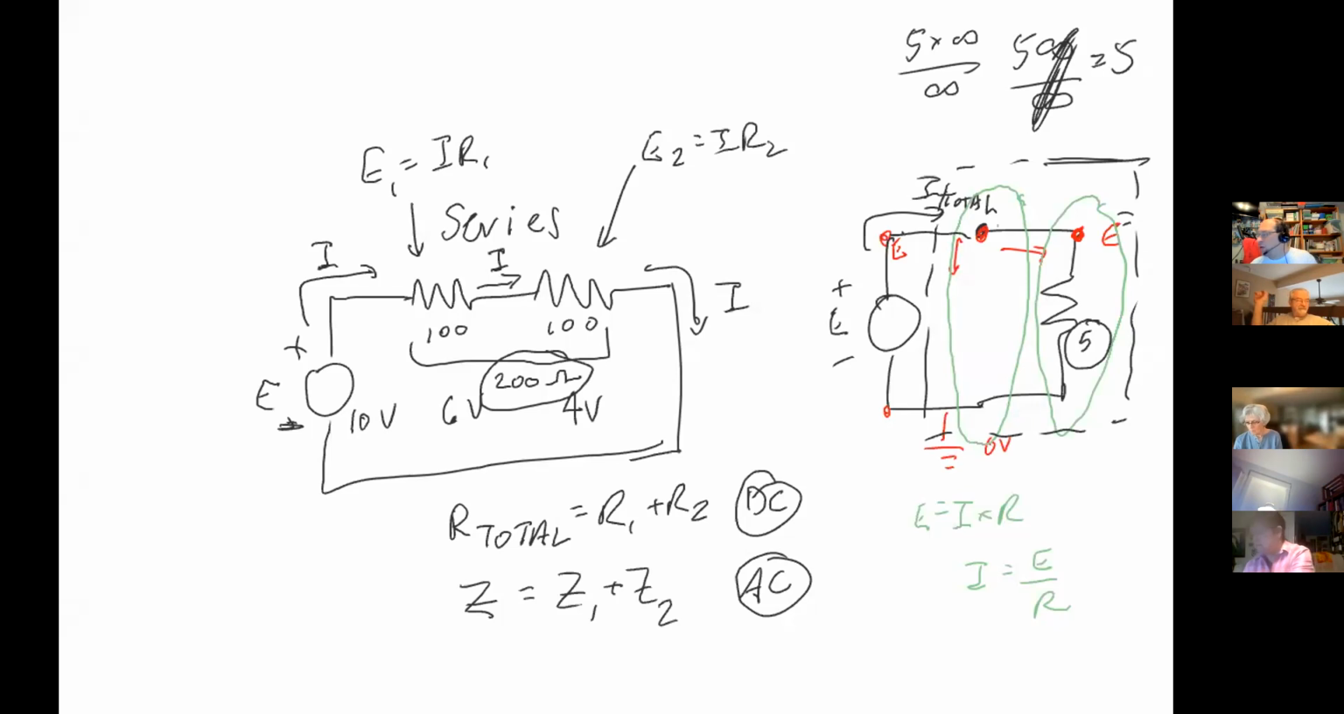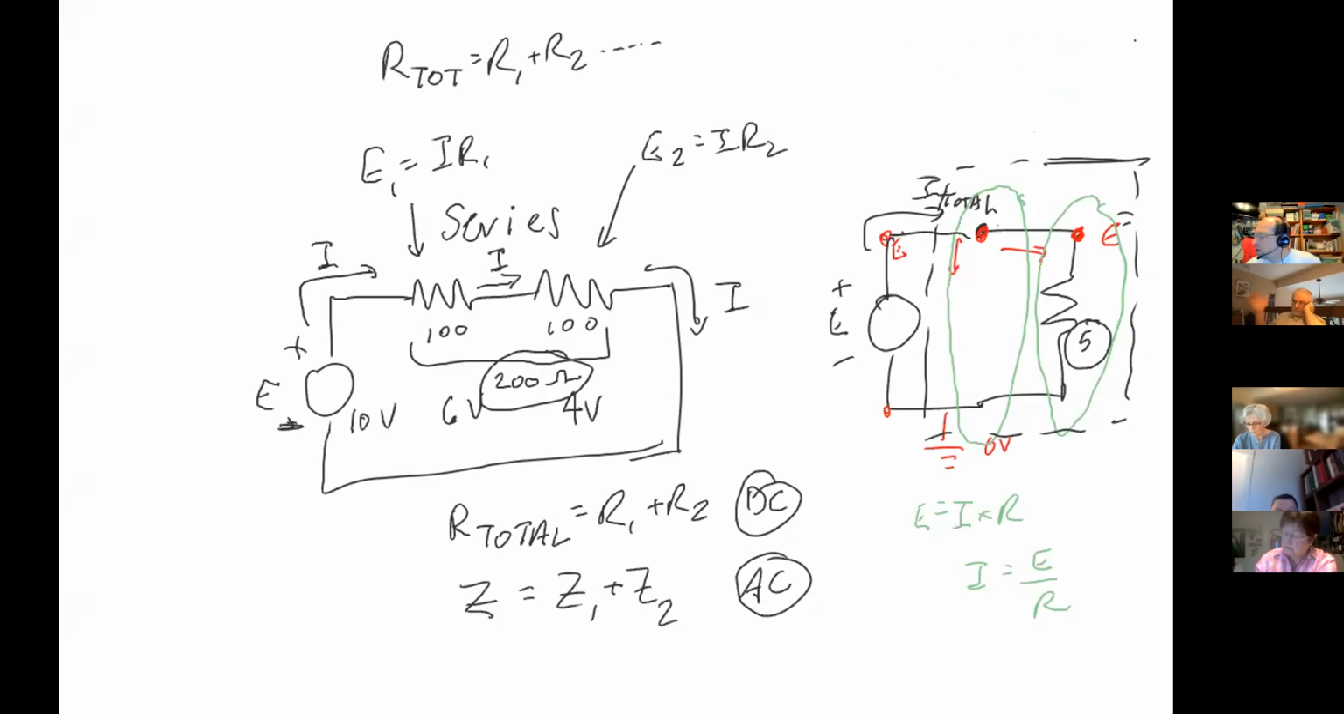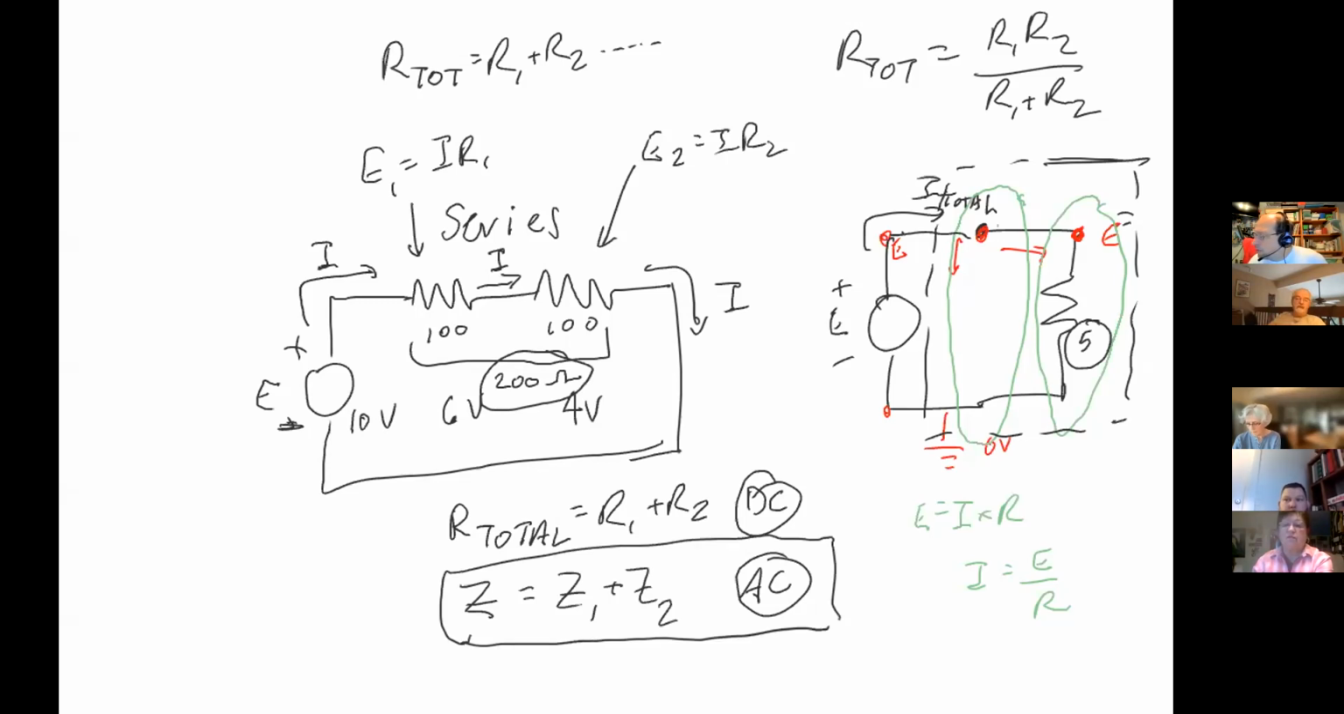Okay, so in a series circuit, your resistances add together. So R total is equal to R1 plus R2 plus however many you have. In a parallel circuit, again, your total resistance is equal to R1 R2 divided by R1 plus R2. And again, impedances behave just like resistances. You can add them if they're in series, and you can do the parallel combination if they're in parallel.